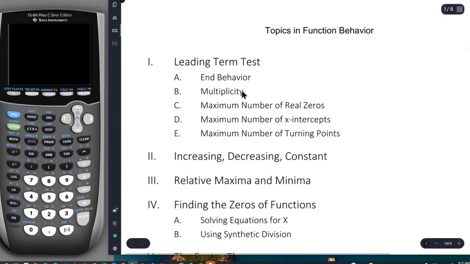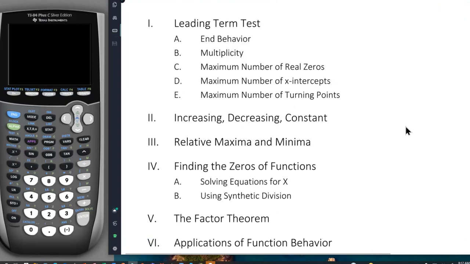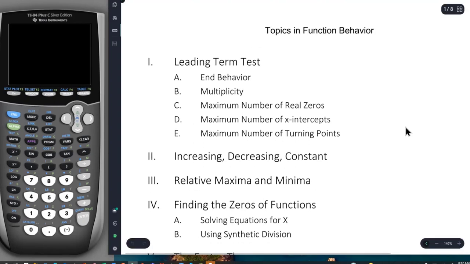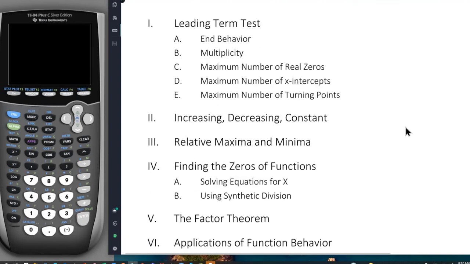End behavior, multiplicity, maximum number of real zeros, maximum number of x-intercepts, maximum number of turning points. I didn't mention multiplicity just now, but we're going to be going over it anyway. But other stuff in function behavior, there is one that I left off, and that is, well, no, here it is right here.